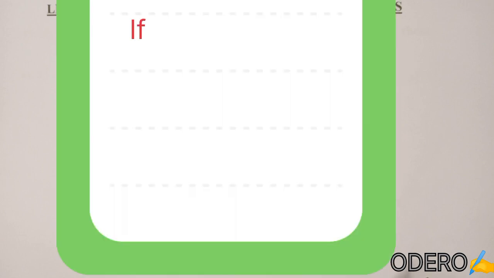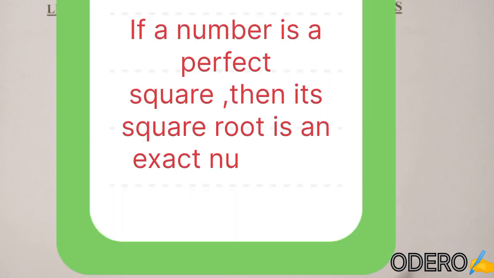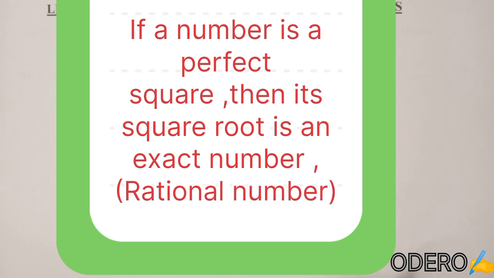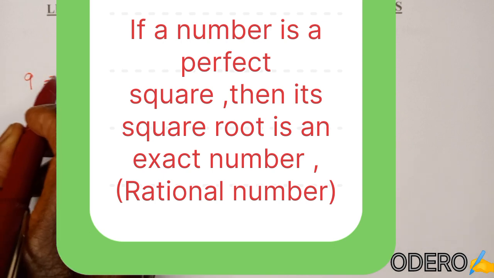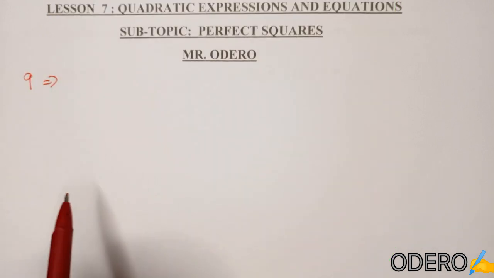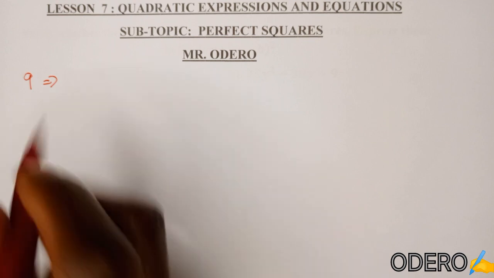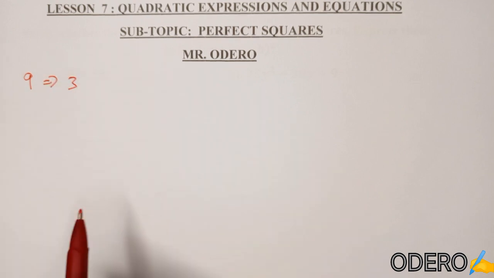We begin. If a number is a perfect square, then its square root is an exact number, that is, a rational number. For example, if I have 9, the square root of 9 is 3. So we say 9 is a perfect square because its square root is an exact number.